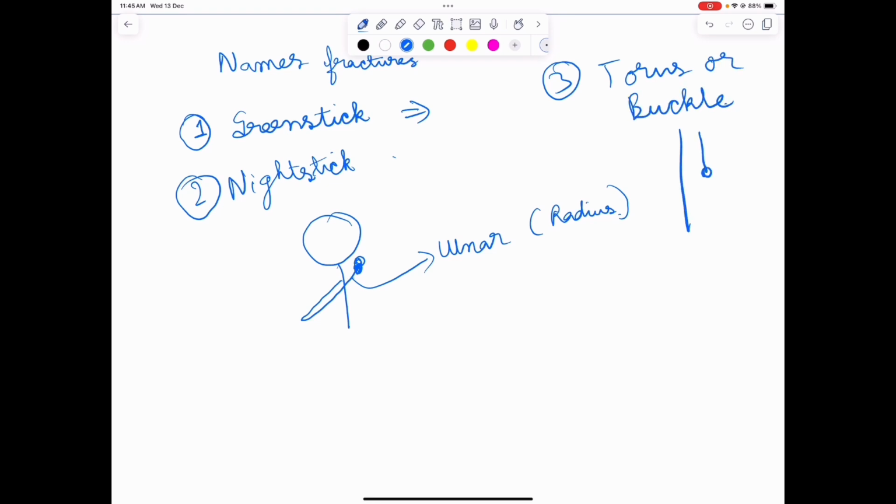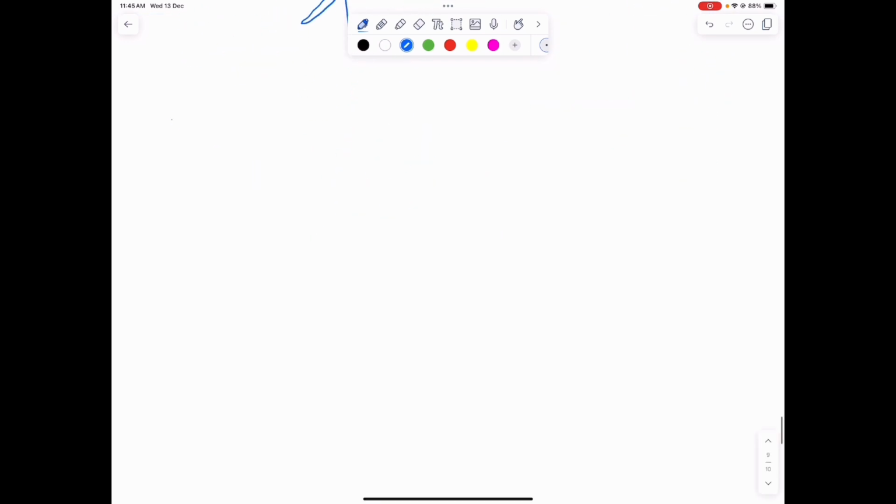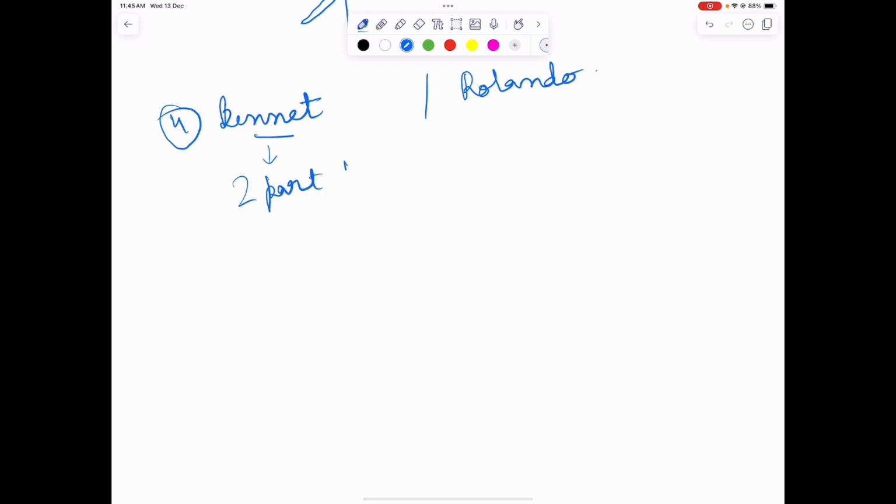Here we see a slight buckling of the bone tissue. Now Bennett. How to remember the Bennett? See, Bennett and Rolando. Now in Bennett we have 2-part fracture. Rolando is associated with 3-part fracture.